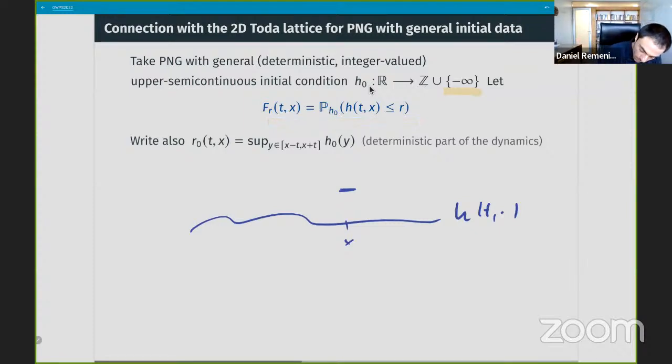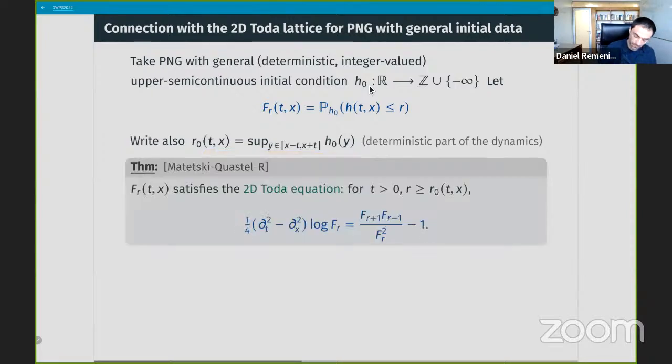I also need to introduce something, for technical reasons. It's not really technical. I need to define r0 of t comma x. This is the soup, but it's just the deterministic part of the dynamic. So if you see that, you should imagine that I run my dynamics without any Poisson process. I just run the deterministic part where these islands expand and merge, and I let R0 of t comma x be the corresponding height.